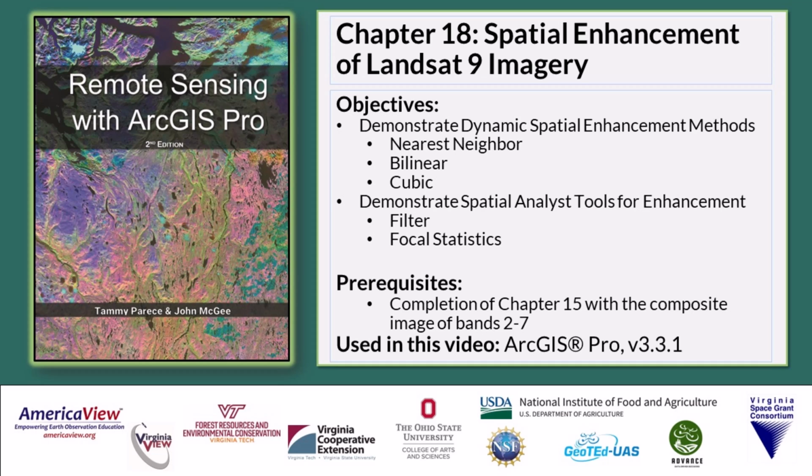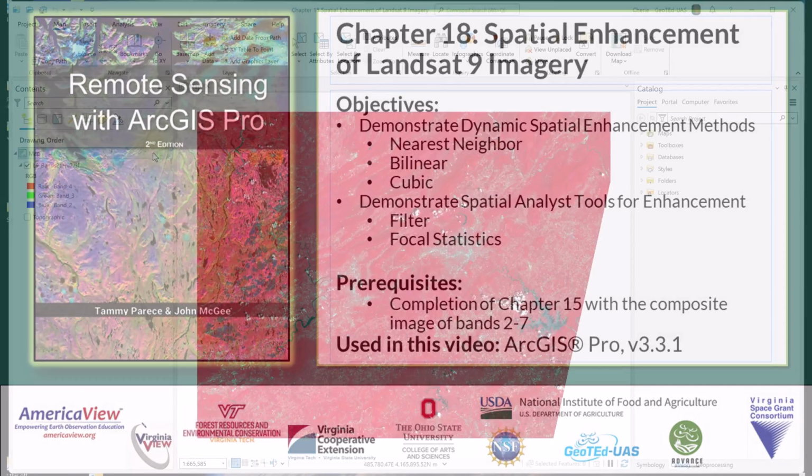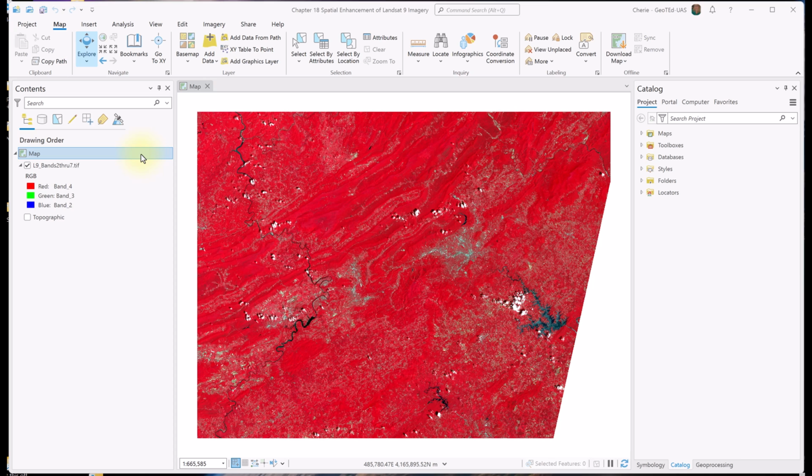The first process is dynamic. It changes the image within the viewer itself, but does not change the original file. The second process uses tools in the ArcGIS Pro toolbox and creates new image data with brightness values modified by the specific enhancement method. We begin with the Chapter 17 ArcGIS Pro project, removing all but the Landsat 9 clipped composite image of bands 2 through 7, created in Chapter 15, and displayed in color infrared.